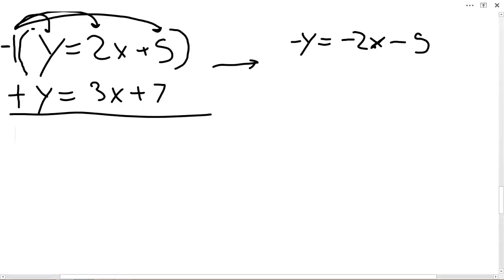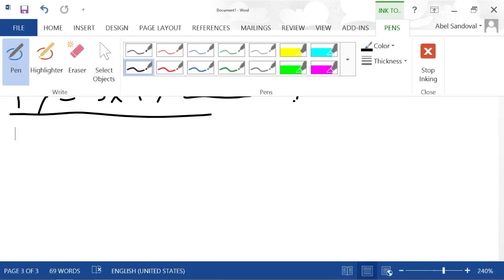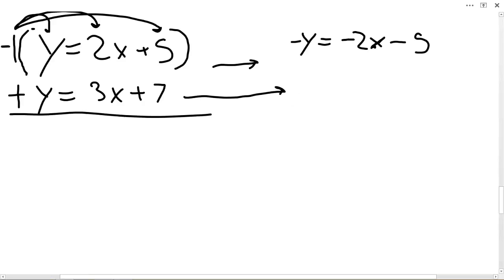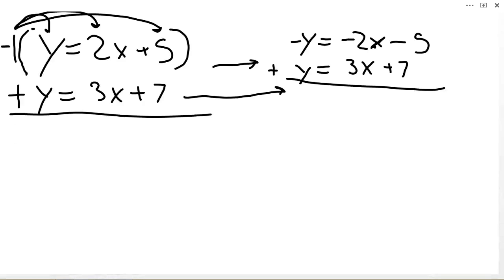Okay, so now let's rewrite this. Let's move this one over here. So now we're going to have something like y. Let me write it a little better. This becomes y is equal to 3x plus 7. Now let's add them. Now we can add them because we have one variable we could cancel out. So let's start from right to left. So -5 plus 7, what do we get, you guys? We get 2, right? -2x plus 3x, we get what? Just x, right? It's just going to be 1x.